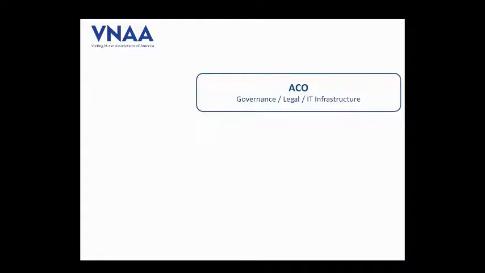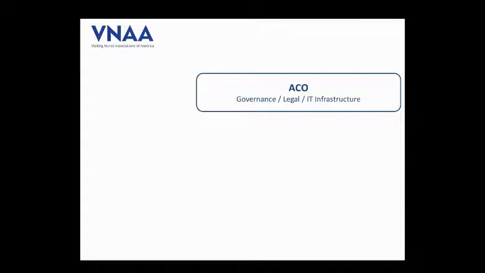We're going to explore what is an ACO. An ACO is a legal entity that is working with a group of providers in order to take responsibility for the outcomes for a population of patients. And the outcomes relate to quality of care, health outcomes for the group, as well as total cost of care or spending.